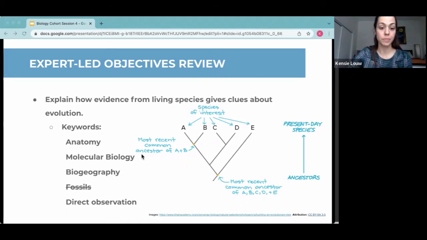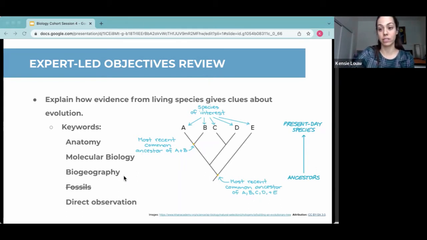Molecular biology. So similarly to physical features, if you look at a molecular level, different species can display similarities molecularly, particularly in their DNA. So if you look at gene sequences from different species and observe commonalities between them, that can show that they were also derived from and evolved from a common ancestor.